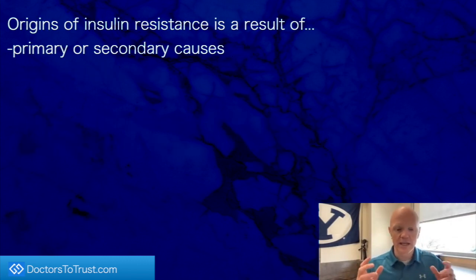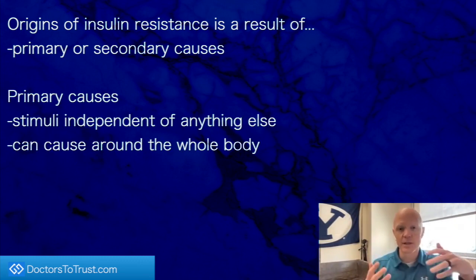One way of looking at it is looking at insulin resistance as being a result of primary causes or a result of secondary causes. With regards to primary causes, these are stimuli that can cause insulin resistance independent of anything else, and it can cause it all around the body at various cells, at fat cells, muscle cells, liver cells, etc., brain cells. And so there are three primary causes of insulin resistance, as I define it. And by that I mean you can take humans and isolated cells, and if you expose them to all three of these things that I'll mention in a moment, then they'll become insulin resistant.